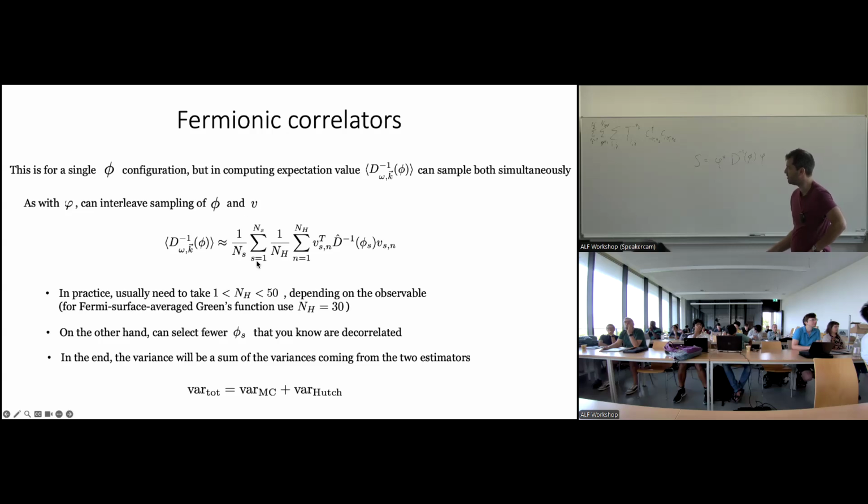So then the expectation value becomes approximately the mean with respect to your Markov chain configuration, where NS here is the number of samples of your phi field, phi S. And then you take some fixed number of these random vectors V, some number NH. Capital H stands for Hutchinson, because of this Hutchinson trace estimator. And then for every new config, you pick a fixed number NH of these V's that are fresh. So they depend on this config, so you redraw them.